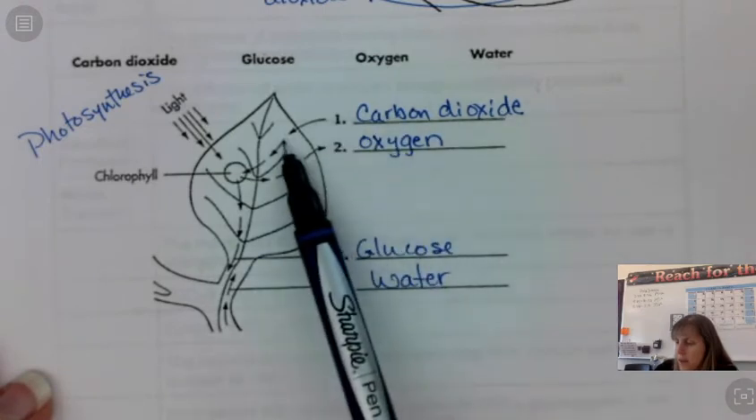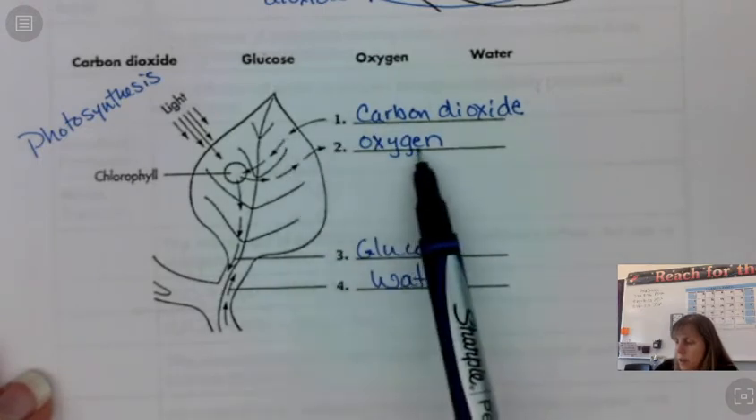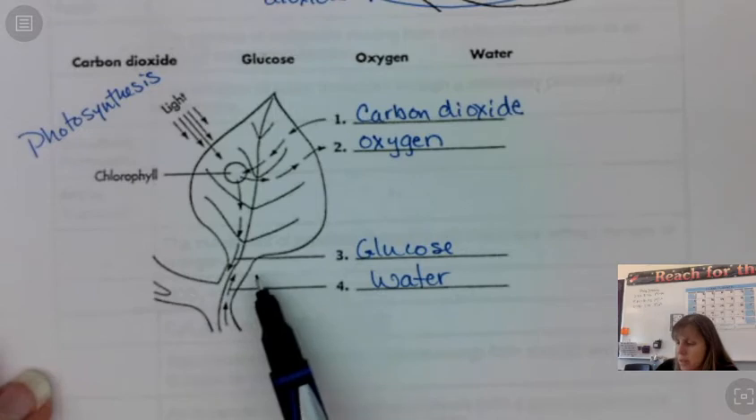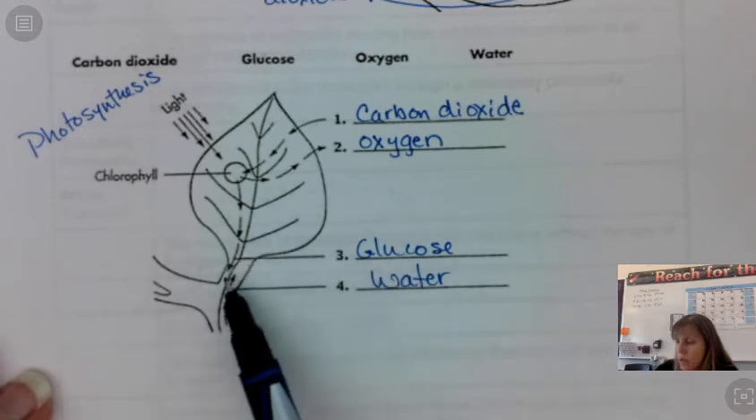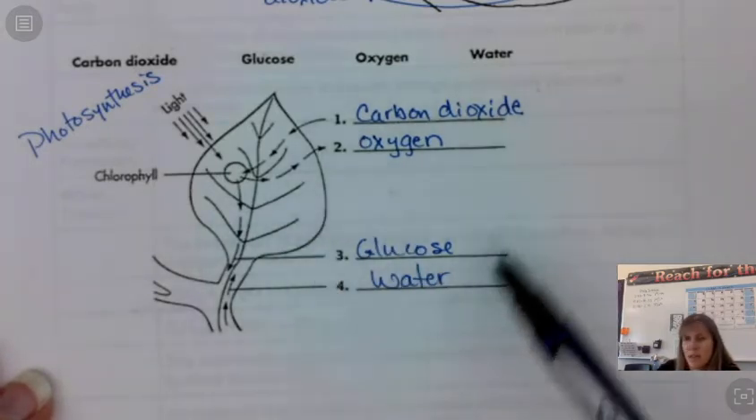This is photosynthesis, and so carbon dioxide goes in, oxygen comes out, water comes up the stem, and glucose gets distributed to the body. So you couldn't really have any of these in any different location.